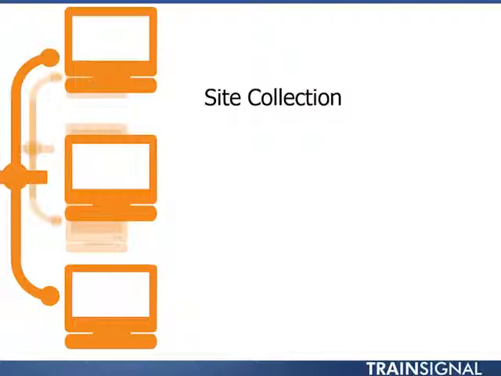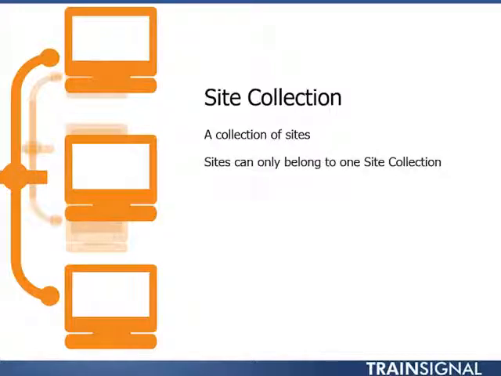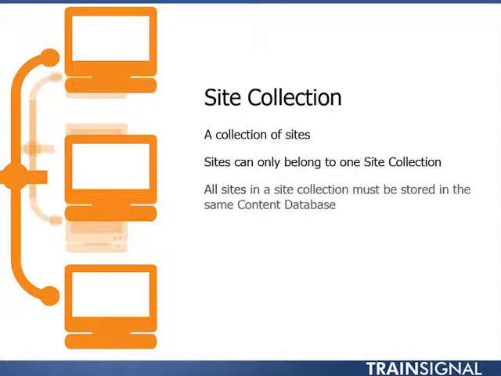Now remember that a site collection is quite simply a collection of sites. In fact, each site collection can have a staggering 250,000 sites that belong to it. Of course, you have to have all of the servers, all of the resources, everything that you need to support that many sites, but that's how many are officially supported by the software. Sites can only belong to one site collection. And all the sites in that site collection must be stored in the same content database.